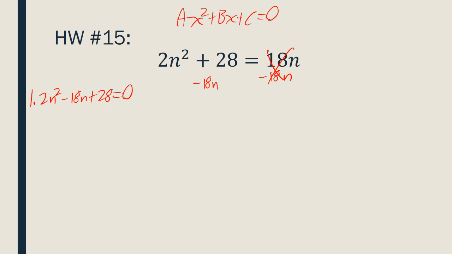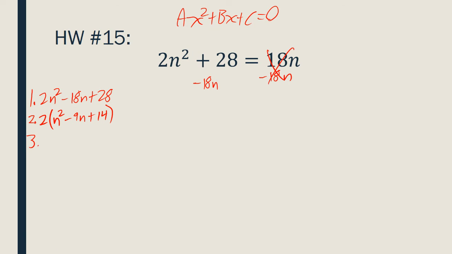I'm going to ignore this equals 0 till the very end. I'm just going to worry about this quadratic that I'm factoring. Step 2, I need to find a greatest common factor. In this question, I have a greatest common factor of 2, because there's a 2 in common in all three of these terms. So when I divide each of those terms by 2, I'm going to get n squared minus 9n plus 14, just like that.